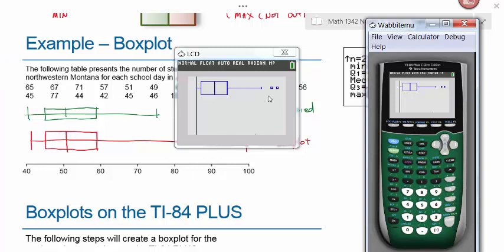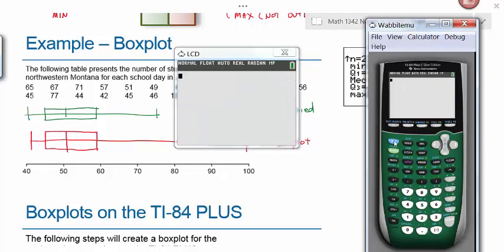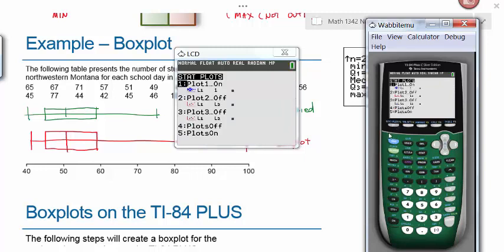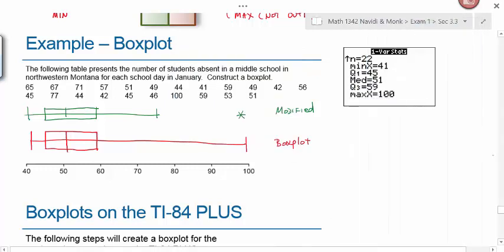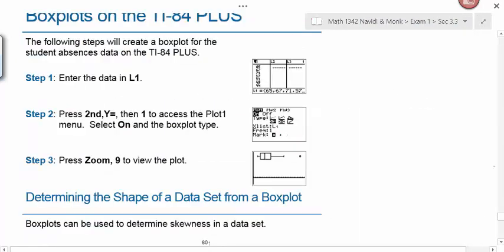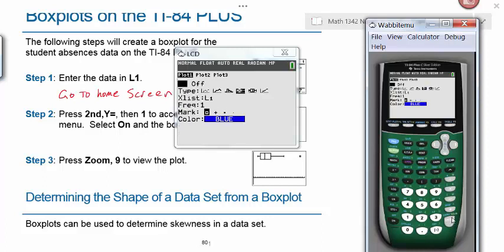You want to do it again. Alright, so you've got your data in your calculator. Let me start from the home screen. You hit second y equals to go into your stats plots. And these steps are written out for you in your notes. You put your data into the list, then you go to the home screen. Select the plot that you want. Select the graph that you want. Make sure you turn it on.